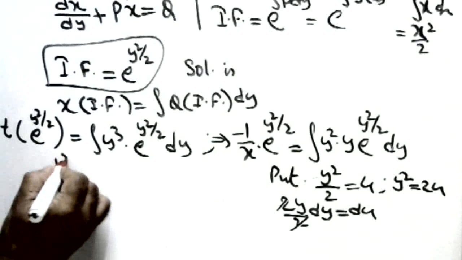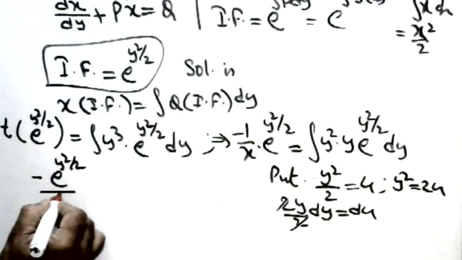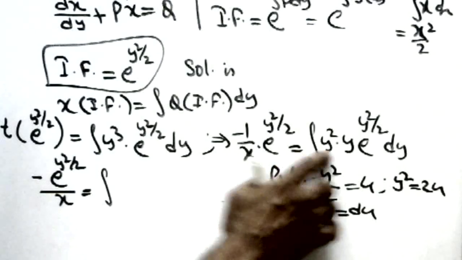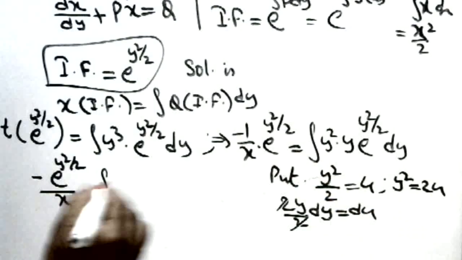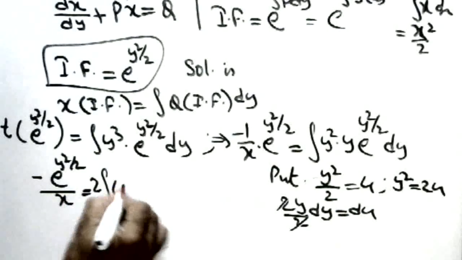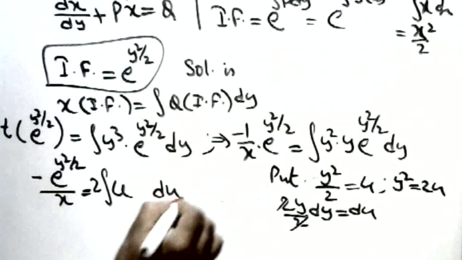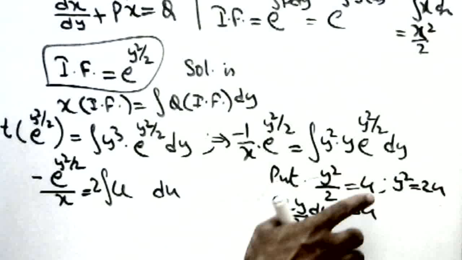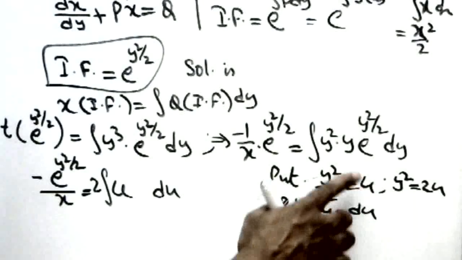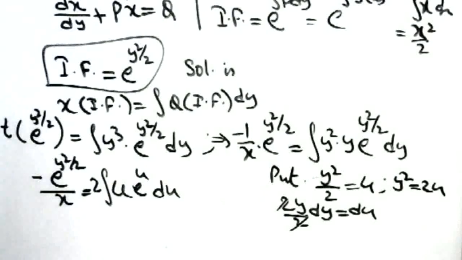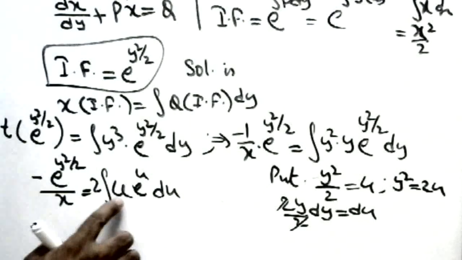Write this as it is: minus e to the power of y square by 2 by x equals integration of y square, which is 2u. Write 2 outside and u here. Now y dy is du. What is left is e to the power of y square by 2, which is u.